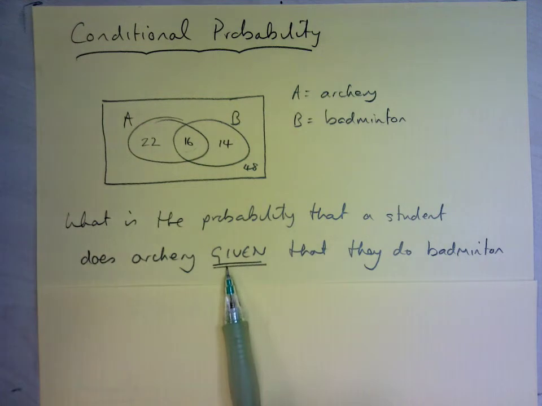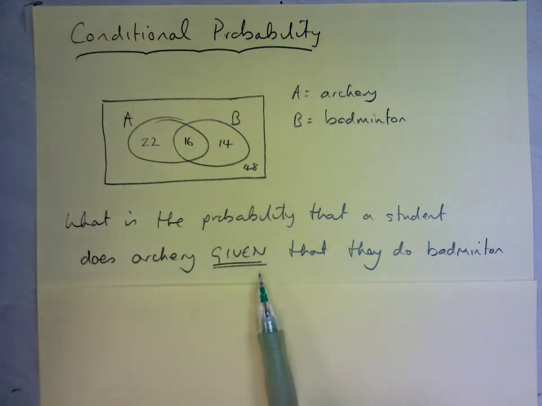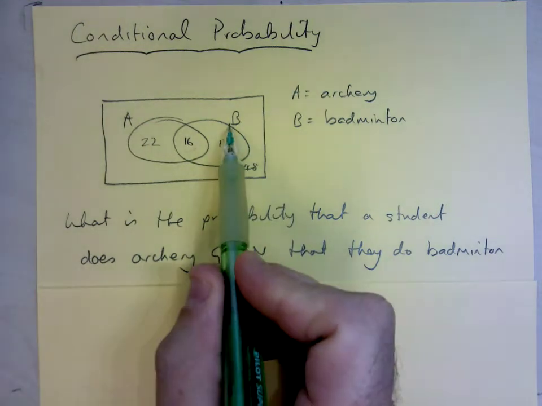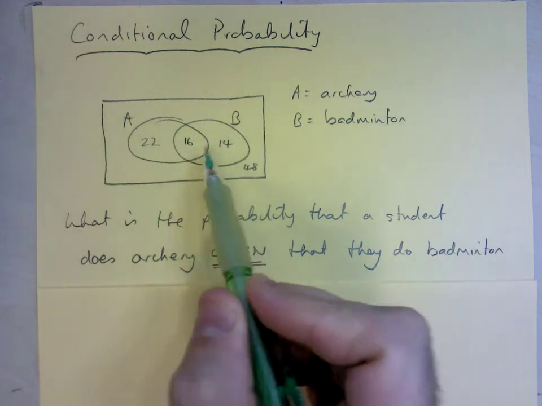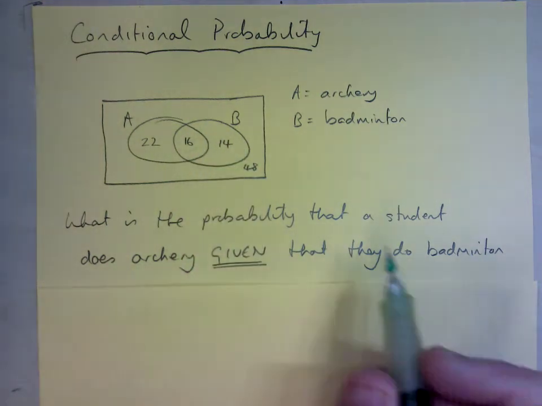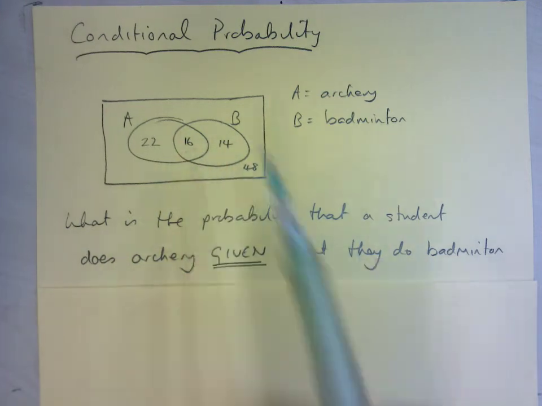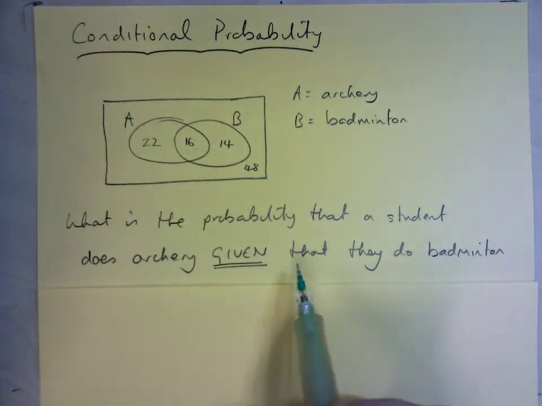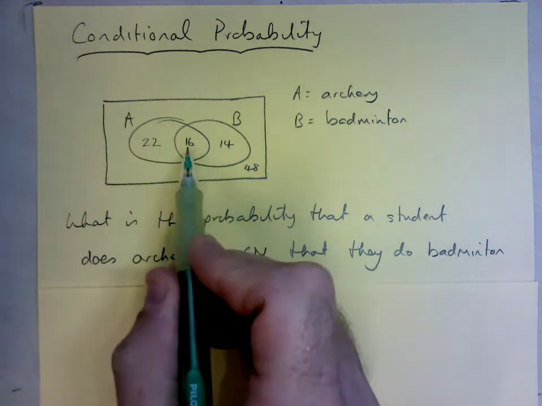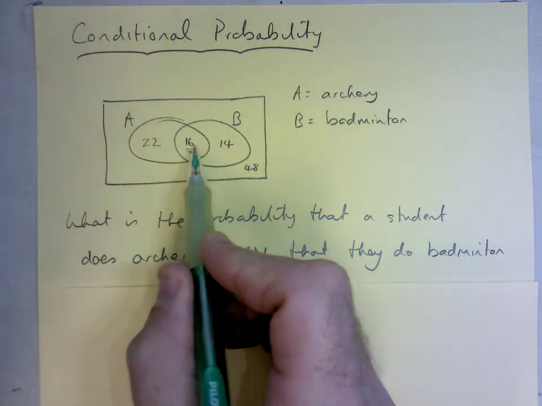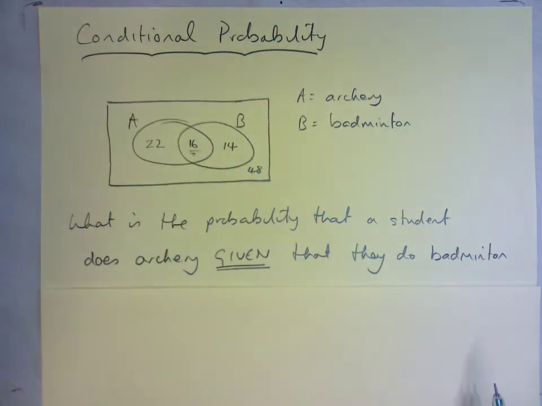The effect of this, given that they do badminton, limits the sample space. So I'm only now looking at these badminton people. So the answer to the probability question is going to be out of 30. I then look at which of those 30 answer the question. So probability a student does archery. So it's just going to be these 16 students out of those 30.